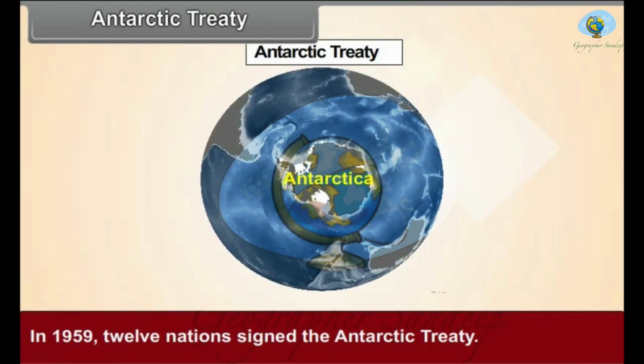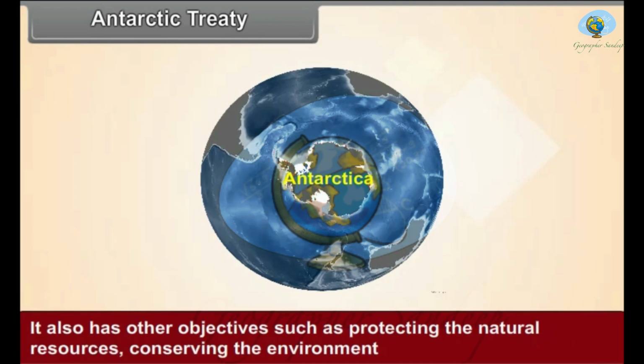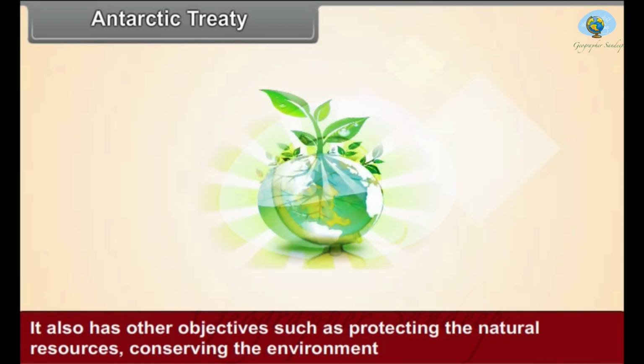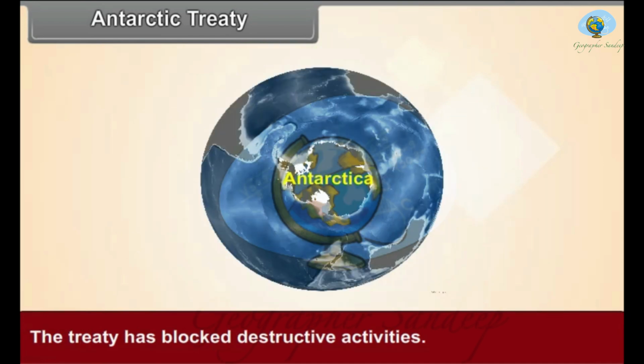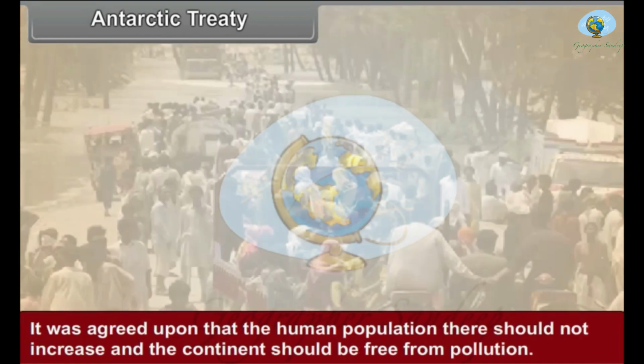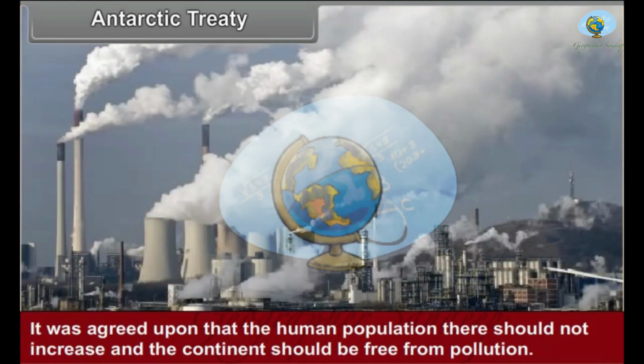Antarctic Treaty. In 1959, 12 nations signed the Antarctic Treaty. The main aim of this treaty is the protection of the continent. It also has other objectives such as protecting the natural resources, conserving the environment, and jointly carrying out research expeditions. The treaty has blocked destructive activities. It allows member countries to carry out research. It was agreed upon that the human population there should not increase and the continent should be free from pollution.